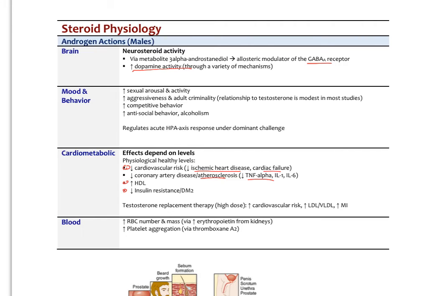Unfortunately, we hear a lot in the press about how bad testosterone is for the heart and blood vessels, and that's usually based on looking at high dose or super physiologic levels. So people supplementing hormones, for example, for weightlifting, things like that, might get super physiologic levels, and there we see an increase in cardiovascular risk, increase in LDL, and increase even in MI.